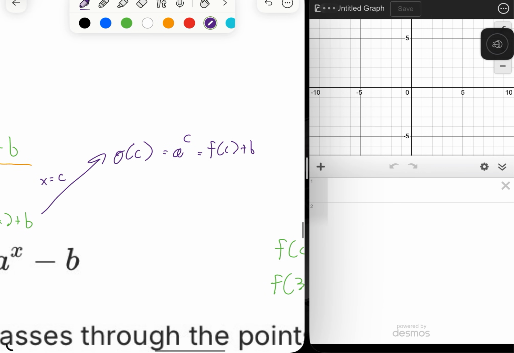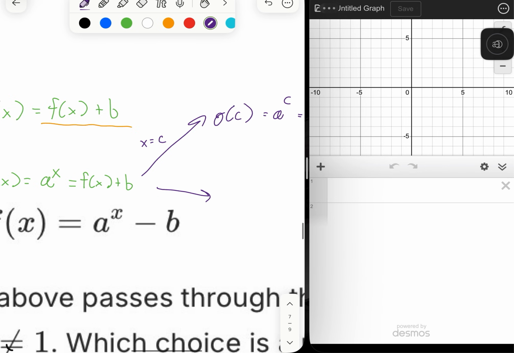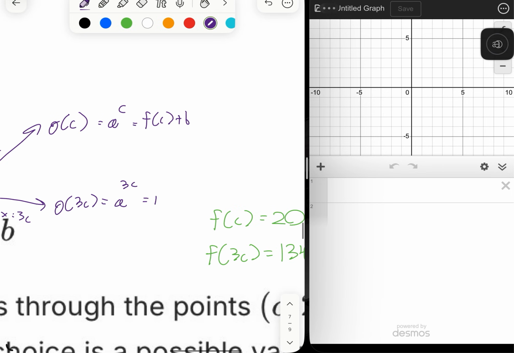plus b. And then we have the other point at 3c. So now we have x equals 3c. These are the same exact thing. So you have g of 3c equals a to the 3c, which is also equal to f of 3c plus b.